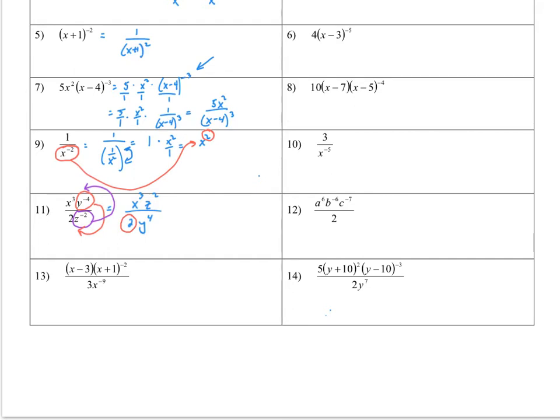Finally, in number 13, notice that x plus 1 is being brought to the negative second power. We need to take that, move it into the denominator and make the exponent positive. X is being brought to -9 in the denominator, so we need to take that and move it to the numerator and make the exponent positive. Our final answer is x minus 3 times x to the 9th divided by 3 times x plus 1 squared.